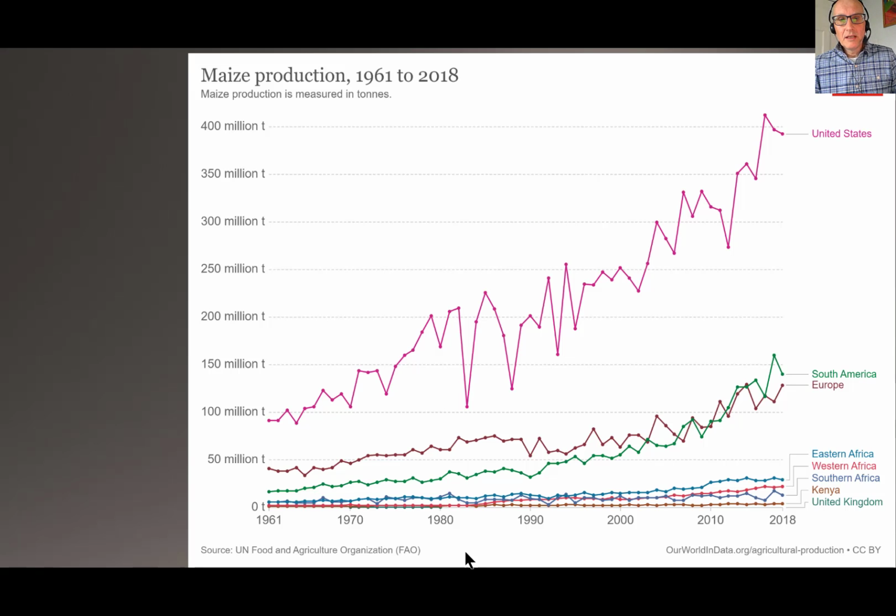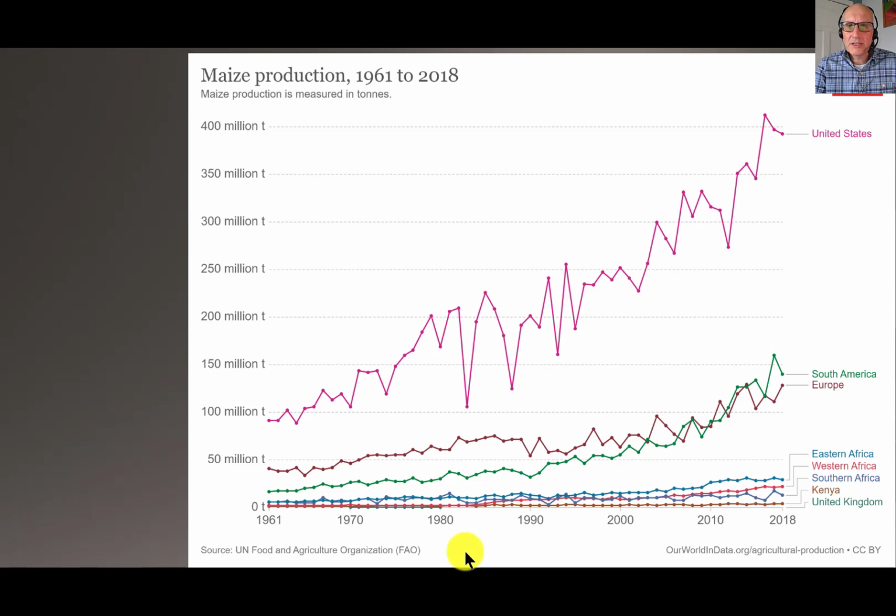So if we look at food production around the world, and I've just taken this from the UN FAO statistics, and the group Our World in Data do some nice graphics where they reproduce some of these statistics in a very easily digestible format, and I've borrowed one of those from their website. But if we look at maize production over the last 60 years around the world, we see some interesting trends.